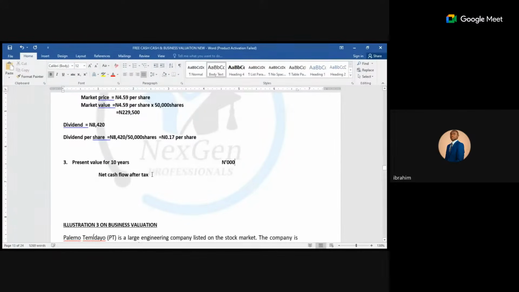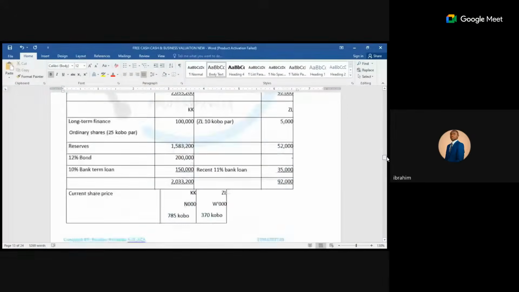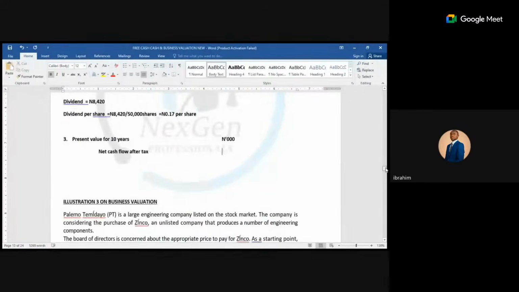So net cash flow after tax. What is the net cash flow after tax? Are we still together? 35,510.